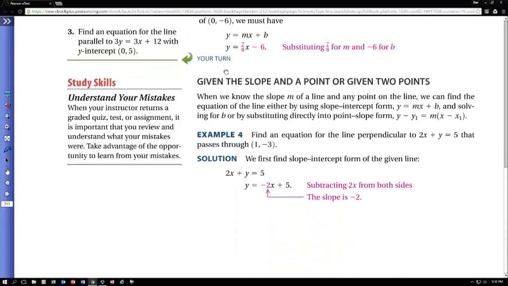Now we're going to look at when they give us a given slope, a point, or two given points. And I'm going to ask a couple questions up front. If I have a point and a slope, can I make an equation? Well, the point slope form will take care of that for us.